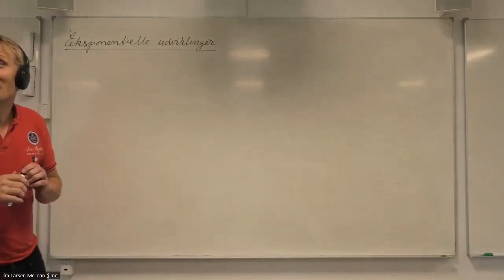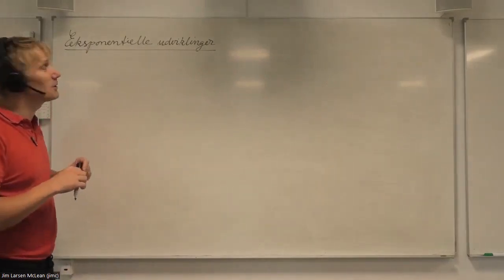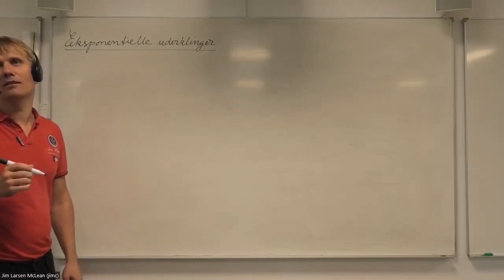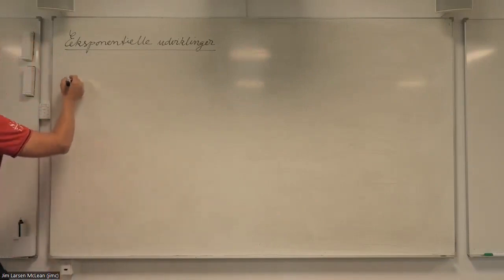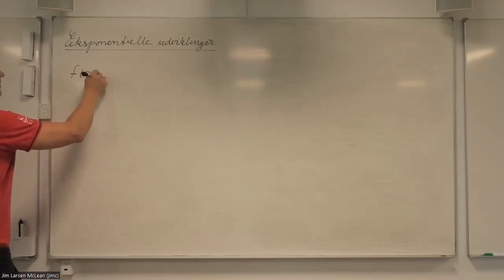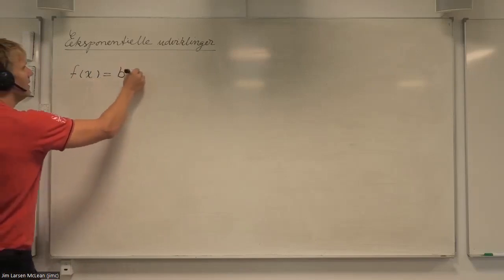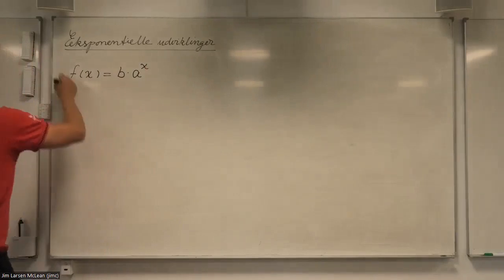But it's called exponential because it deals with exponents. And exponential growth looks like this. F of x equals some number b times some number a raised to the power of x.